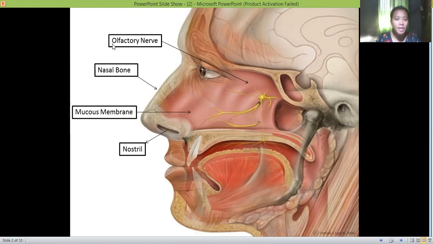Okay, now this time we're gonna read and then look at the picture. Okay, olfactory nerve, the arrows here. Nasal bone, this one. Mucous membrane inside our nose. And then the nostril is this one. So let's find out the function or the meaning of these four parts.